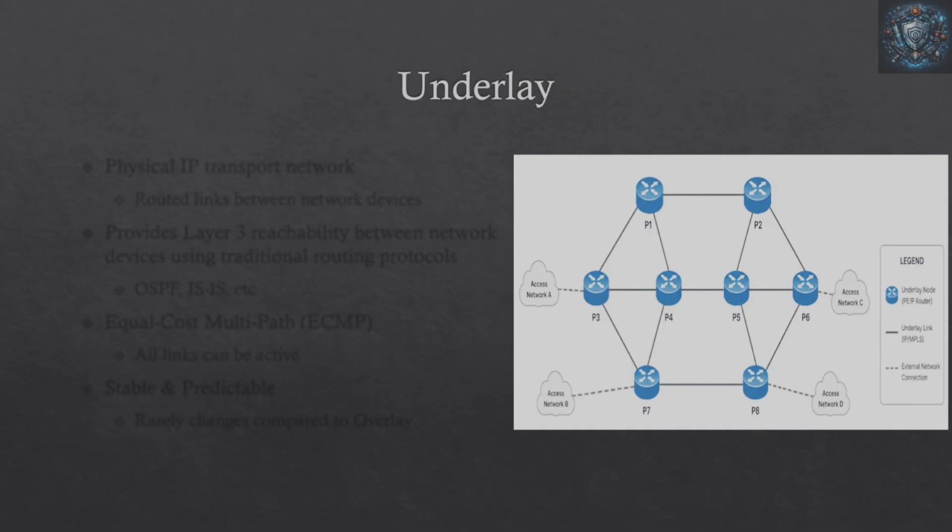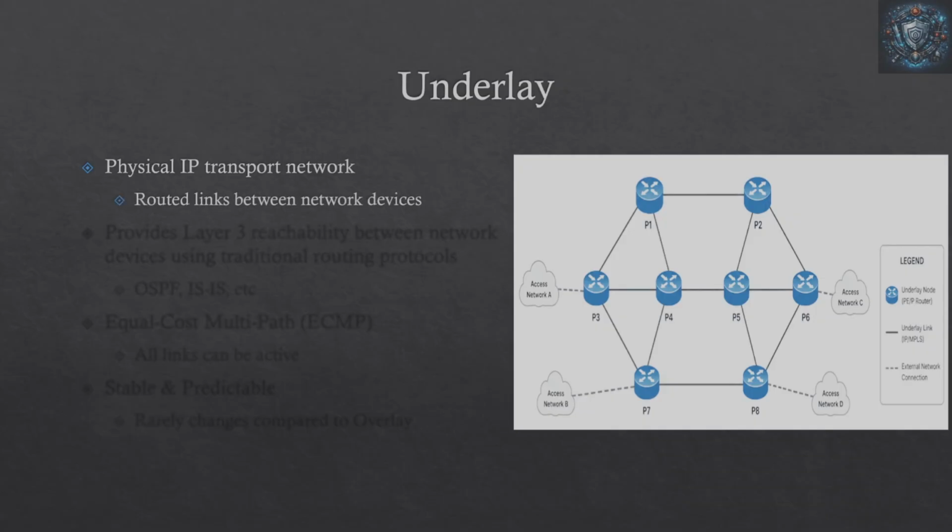So next, we're going to start getting into some of the pieces of a software-defined network. And first, we have the underlay. Now, the underlay is the physical IP transport network. What that means in an SDN environment is we have routed links, or layer 3 links, between all the network devices. So there are no more trunks or anything like that. It's all IP layer 3, /30s, /31s between network devices.